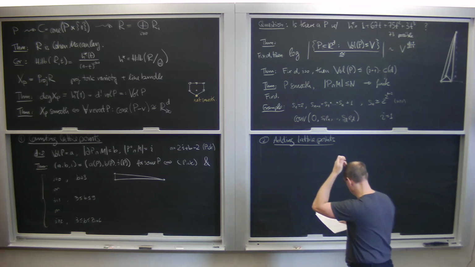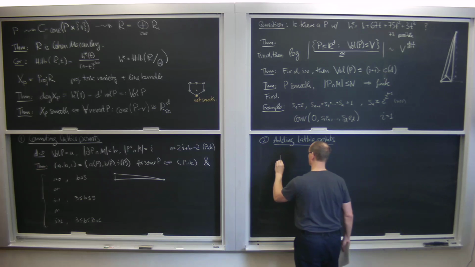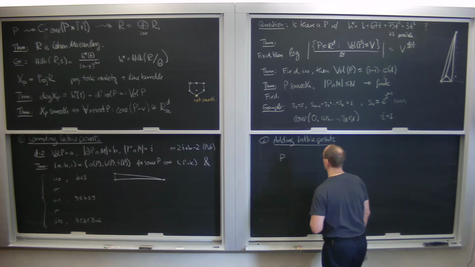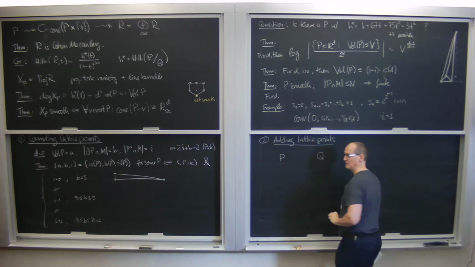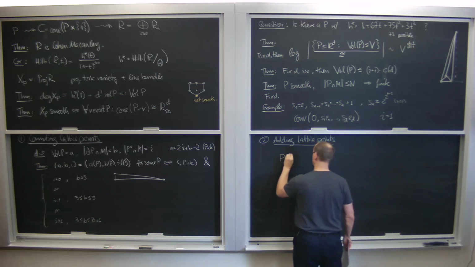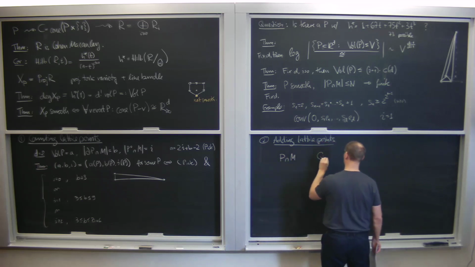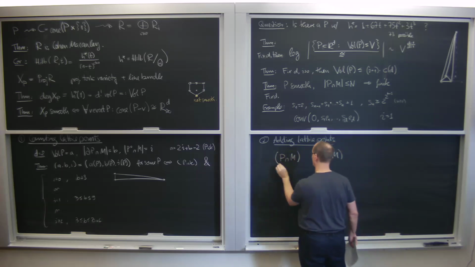Having lattice points, so if I have a lattice polytope, and let's make it general from the beginning. Let's say we have another lattice polytope in the same space called Q. And then take last point. And then take one from each.